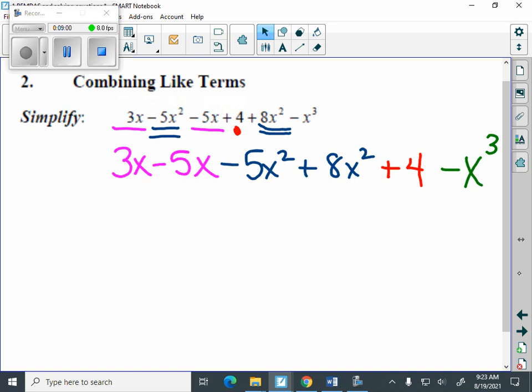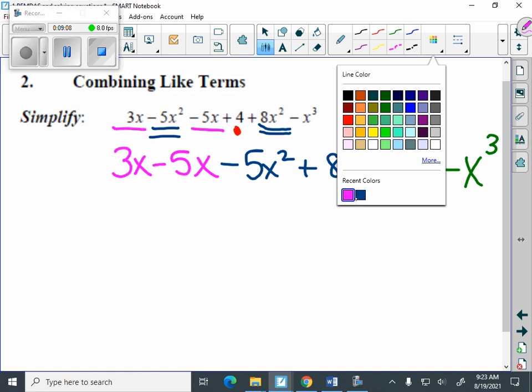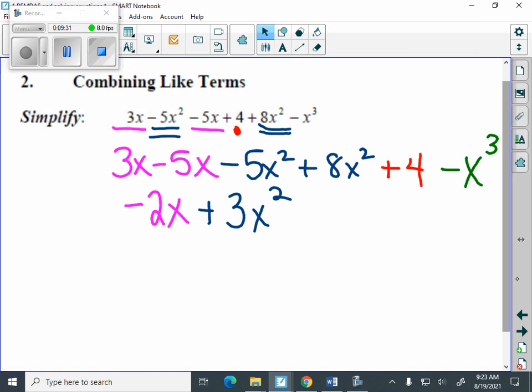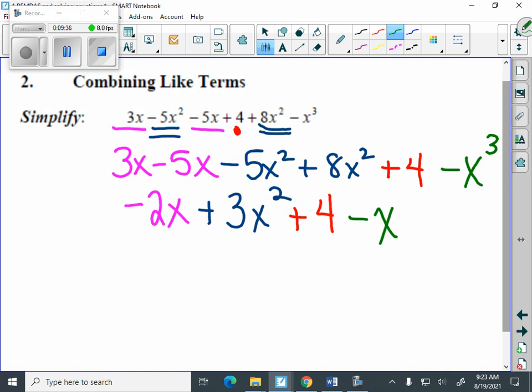And when we combine like terms, we add the coefficients, or we subtract the coefficients. So 3x minus 5x, 3 minus 5 is negative 2. When we look at the next set of like terms, negative 5x squared plus 8x squared, negative 5 plus 8 is 3. Notice how the x squared remained the same. And then when we finish, the plus 4 and the minus x cubed.